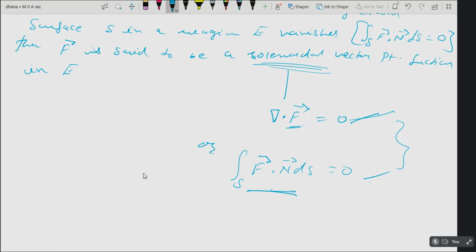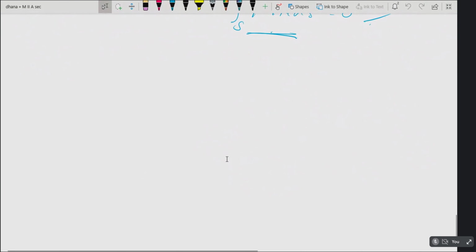If this is happening, there should be some relation, some link, between these two statements. That we will learn in later lectures, what the link is between divergence of F bar being 0 and the surface integral of F bar being equal to 0. Understood till here? Yes, ma'am.